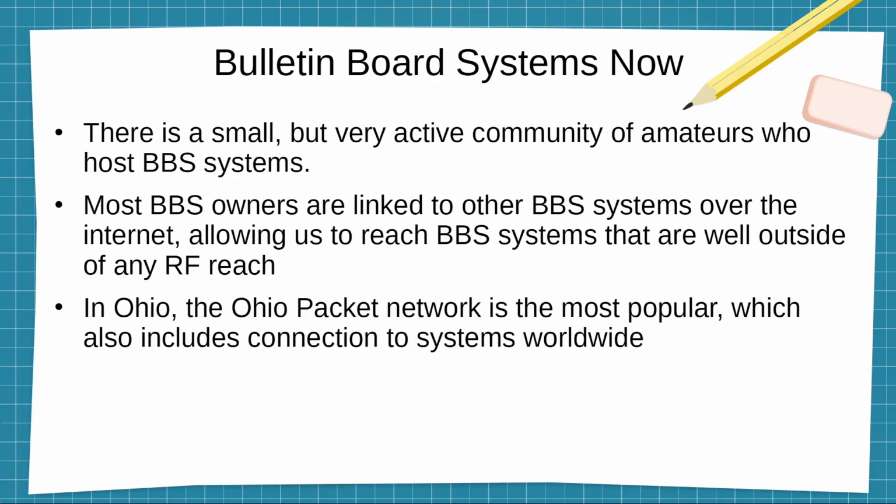So in Ohio, the Ohio Packet Network is the most popular system. They also have connections to systems that are well out of the region, some even worldwide. They work through a VPN system that will keep all of the nodes interconnected, and if they're not able to reach each other over RF, they can always go through the internet and messages route just as they would.